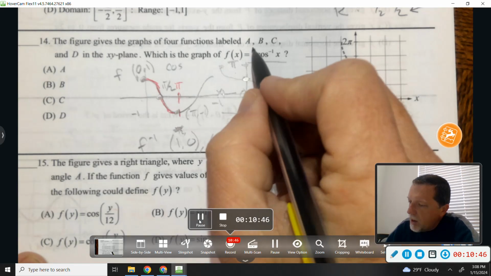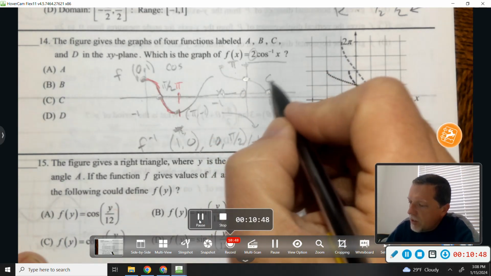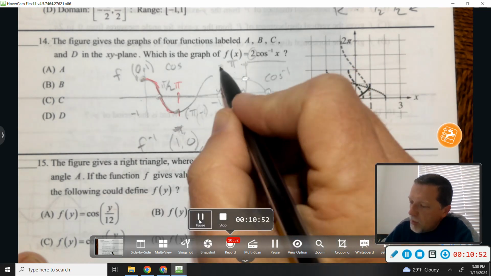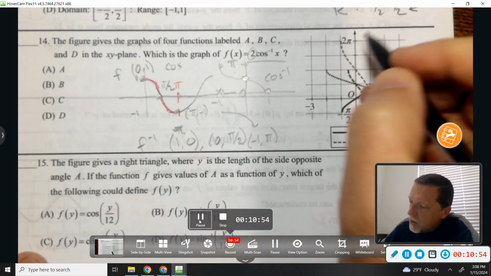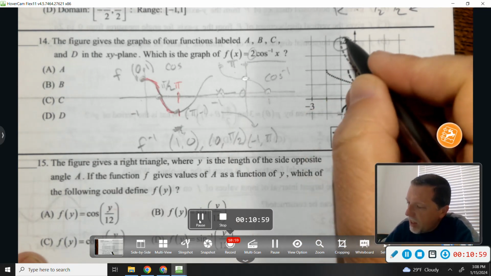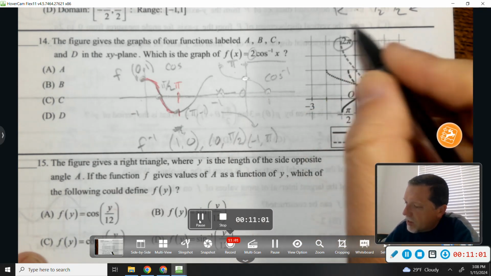But I'm multiplying by 2. So this is the inverse cosine. So I just need to stretch it out and stretch the peak up to 2 pi. And so that looks a lot like this graph. That's the only one that gets up to 2 pi.